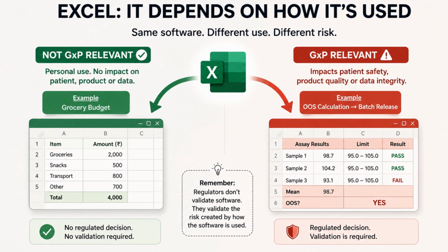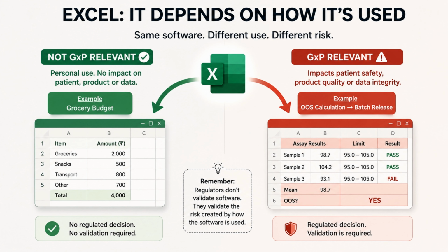Excel, it's where most people get confused. Excel itself is neither non-GxP nor GxP. It depends entirely on how you are using it. Assume you are using it to calculate your monthly expenses. It's just a spreadsheet. Assume you are calculating out of specification values from Microsoft Excel. Then suddenly it becomes a GxP relevant system.